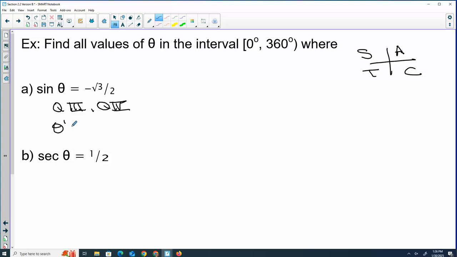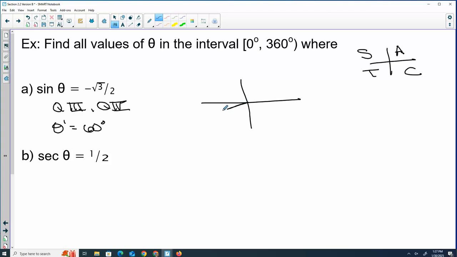Reference angle. I need to know when sine is square root of 3 over 2. So if we think about our hand trick, sine of 0 is 0. Sine of 30 is 1/2. Sine of 45 is radical 2 over 2. Sine of 60 is radical 3 over 2. So my reference angle is 60. Right, now we just need to figure out what these actual angles are.